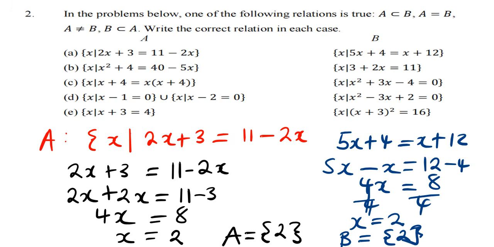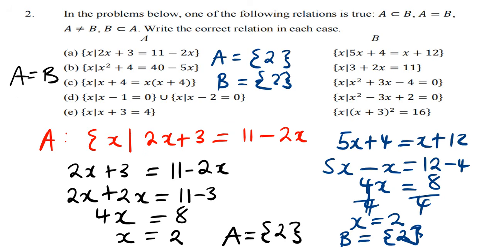Okay, since A is equal to 2 and B is also equal to 2, so what would be our conclusion in this case? For the first expression, A will be equal to B. So the relation it satisfies is this one. Okay, so let's also review the other ones.